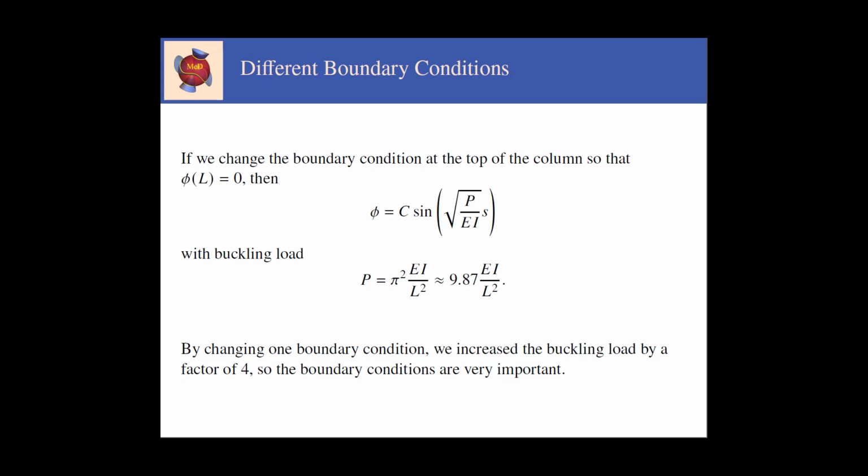Now in the previous example, we assumed that the column was free to bend at the top. However, it's important to note that the boundary conditions can have a dramatic effect on the buckling behavior. Suppose instead that phi is 0 at s equals L instead of the derivative of phi with respect to s. This results in a buckling load that is 4 times higher than before.